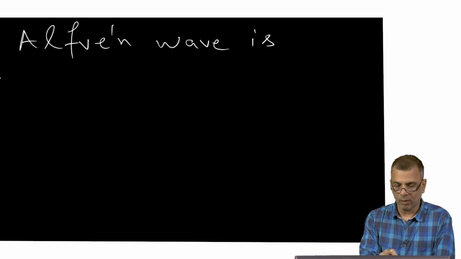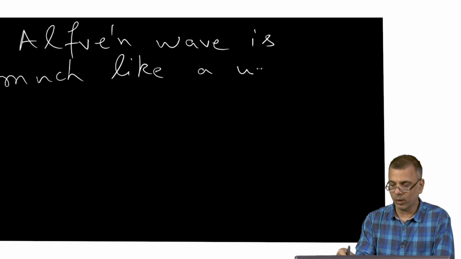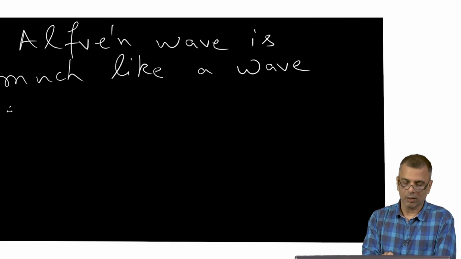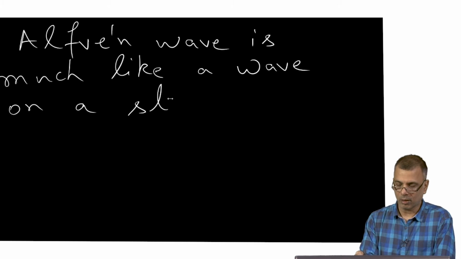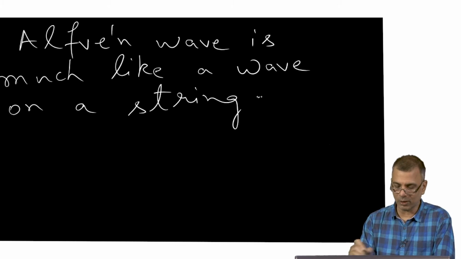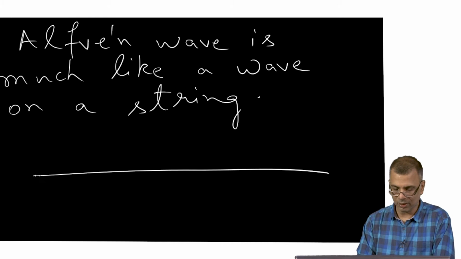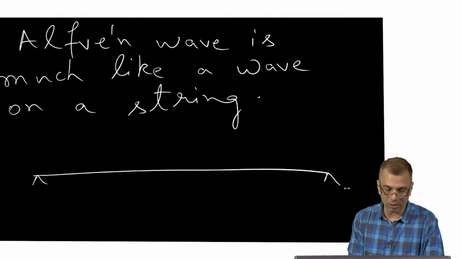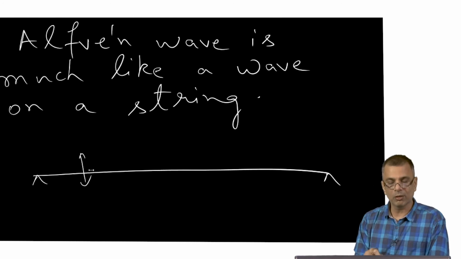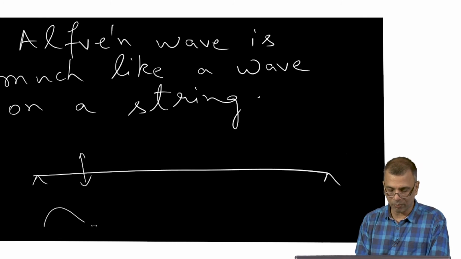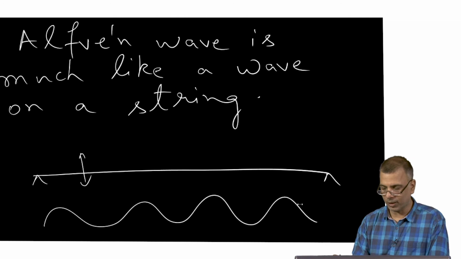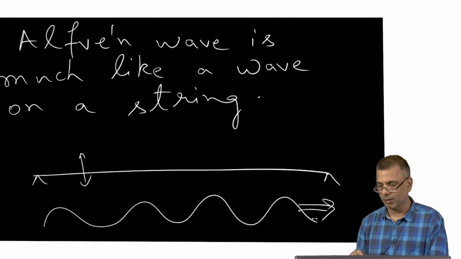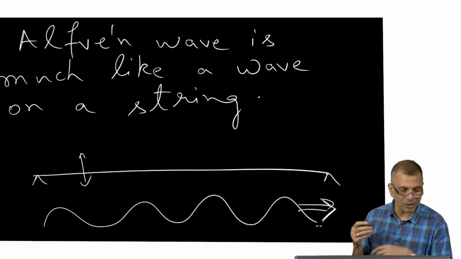And the Alfvén wave is much like a wave on a string. That's exactly what, say you have a string like this, fastened at both ends, and so it has a certain tension on it, and you twang it. You give that kind of a perturbation to it, and as a result you have waves propagating like this. Those would be waves on a string, and that looks exactly like the Alfvén wave.